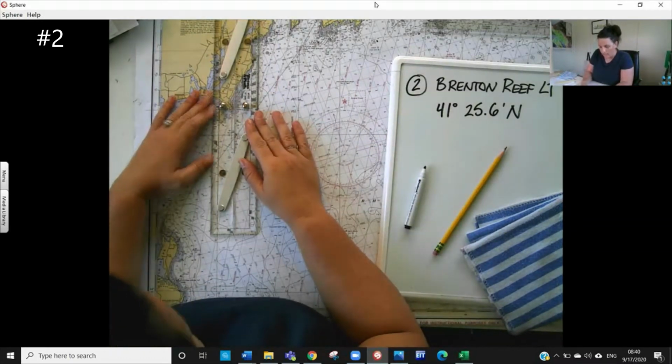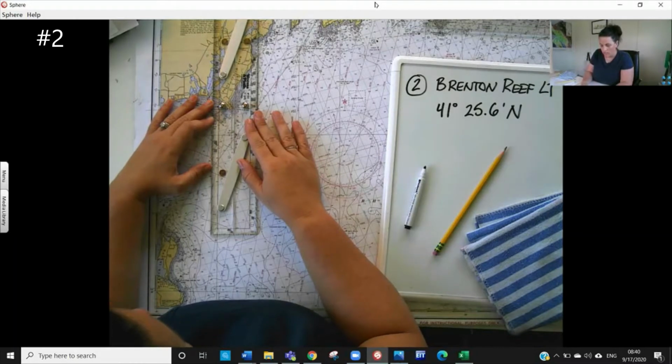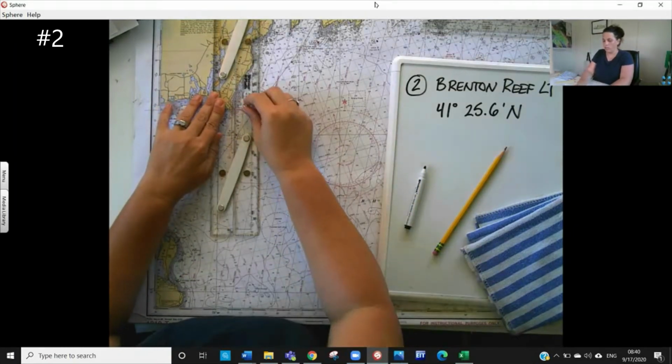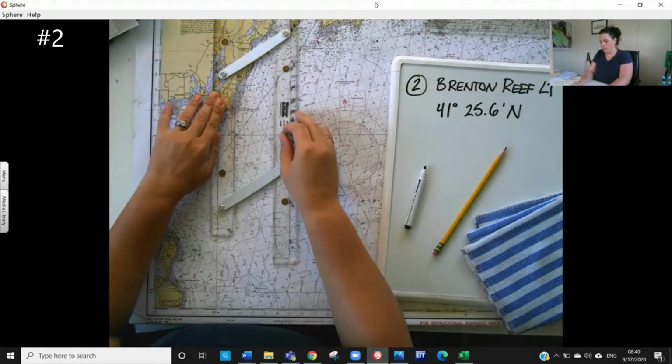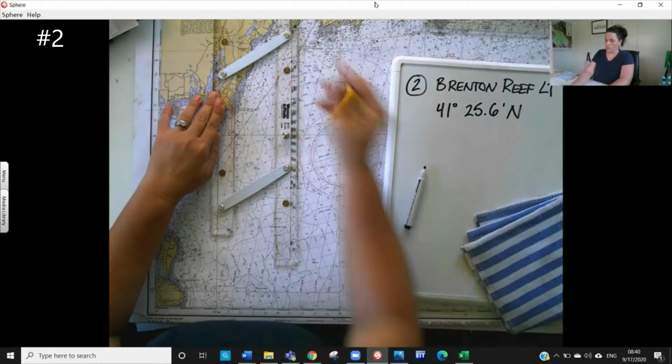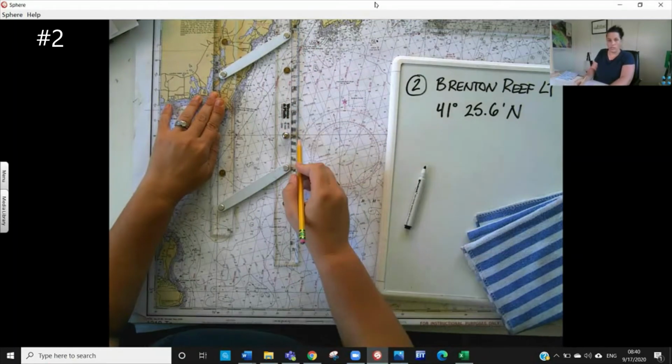So I line up so it's nice and straight on that vertical longitude line. Then I'm going to put pressure on this ruler so I can move this one freely till it lines up right at Breton Reef, and then I can draw in my longitude line.